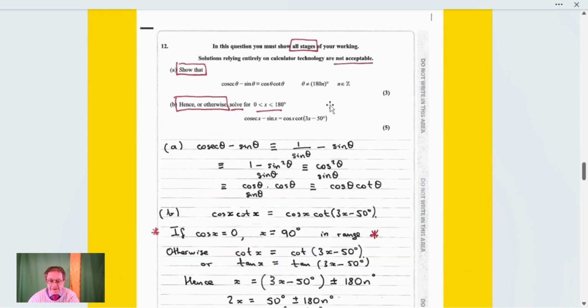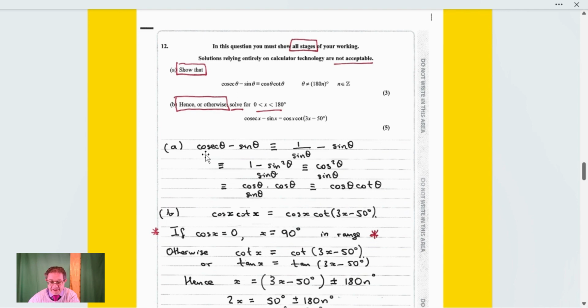On to question 12. This is a trigonometry question, and the question says, show all stages of your working. Solutions relying entirely on a calculator are not acceptable, so we have to show that identity. You can either start from the left-hand side and work to the right, or from the right and work to the left, and both of those seem to be perfectly reasonable approaches in this question. You must make sure that whichever side you start on, you have a full thread all the way through until you obtain the result on the other side.